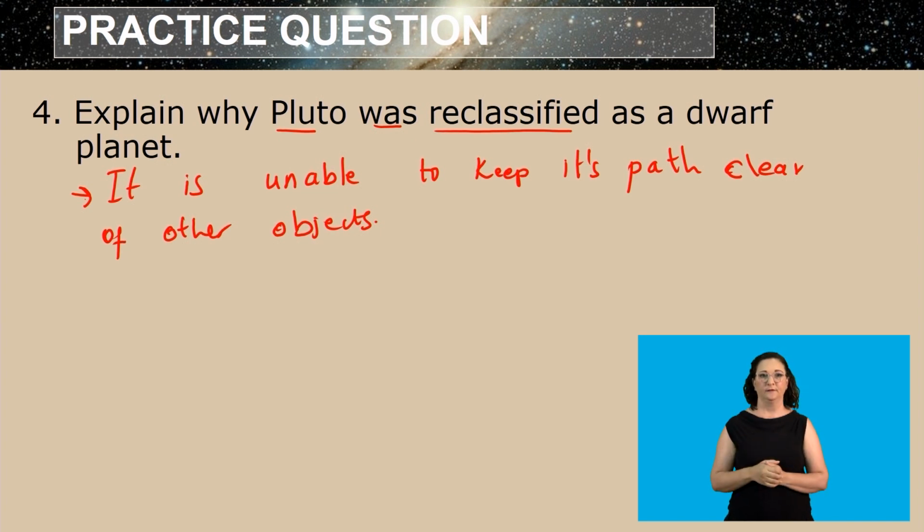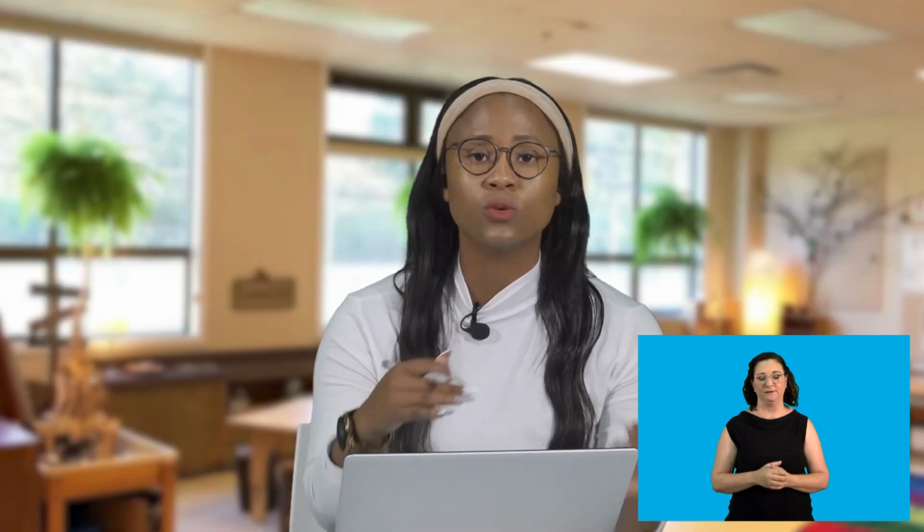It does meet the first 2 characteristics: it is spherical in shape, and it is able to travel around the sun in a regular path, but it cannot keep its path clear of other objects, and that is why it was reclassified as a dwarf planet, not as a real planet. All right, I hope we are still together there. Then, guys, we are done with the practice questions.